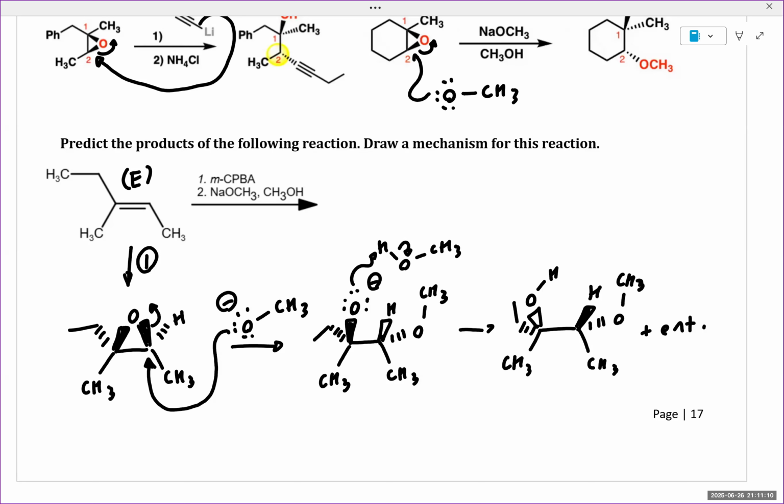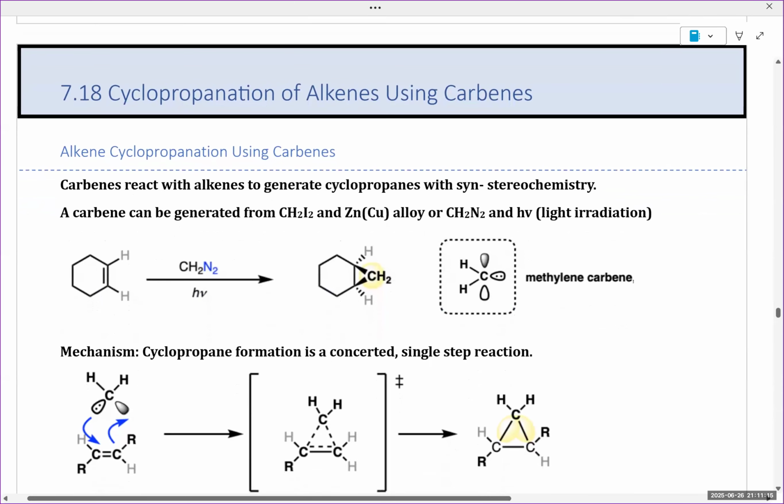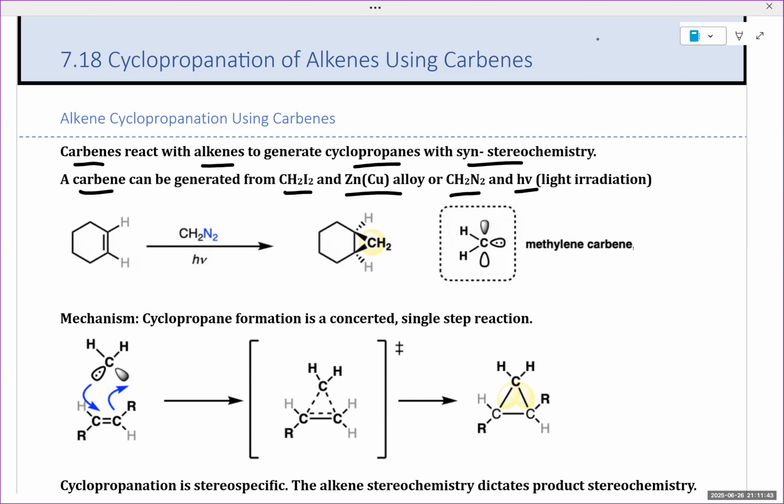Okay, let's keep going now. And let's talk about another concerted reaction, and this involves alkene cyclopropanation. So carbenes react with alkenes to generate cyclopropanes. The cyclopropane is formed with syn stereochemistry. How do we get a carbene? A carbene can be generated from methyl iodide and zinc copper alloy, or diazomethane and light or heat.